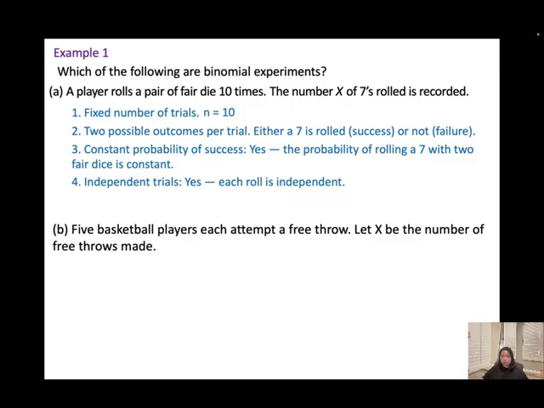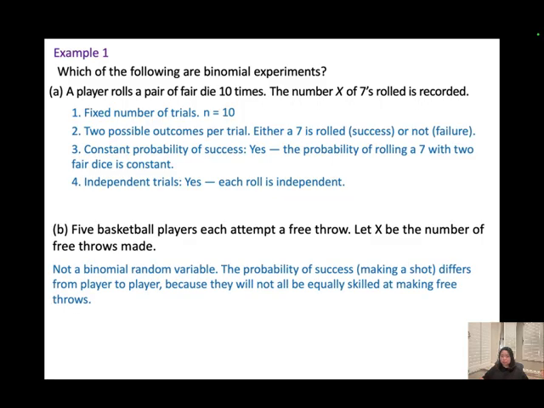B, 5 basketball players each attempt a free throw. Let x be the number of free throws made. Do you guys think this is a binomial experiment? Not really, right? Because each of the basketball players attempts a free throw, and everyone has different skill, so the probability of success won't be the same. So this is not a binomial random variable.